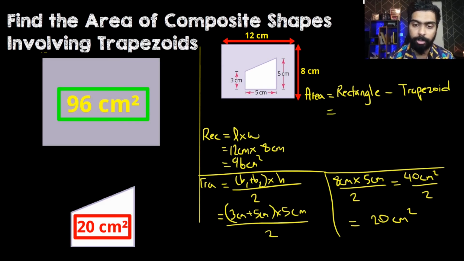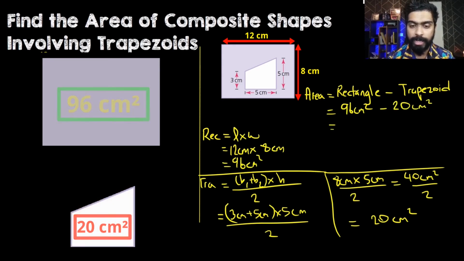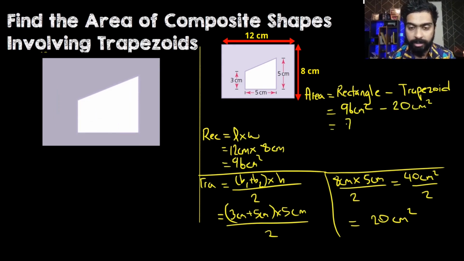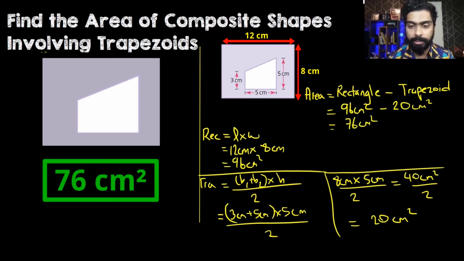Now let's substitute it here. So we have found everything that we need to know. So the area of the rectangle is 96 centimeter square minus the trapezoid, which is 20 centimeter square. Therefore the area of the shaded part is 76 centimeter square.